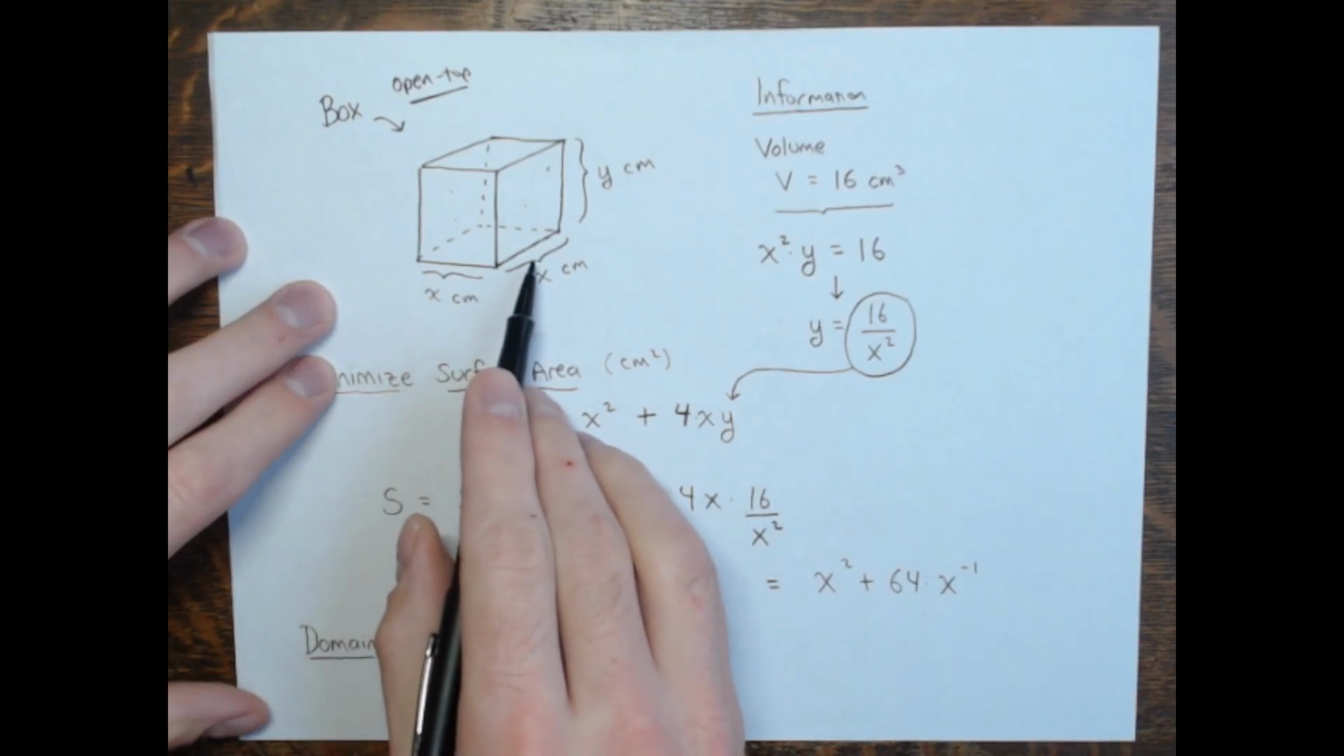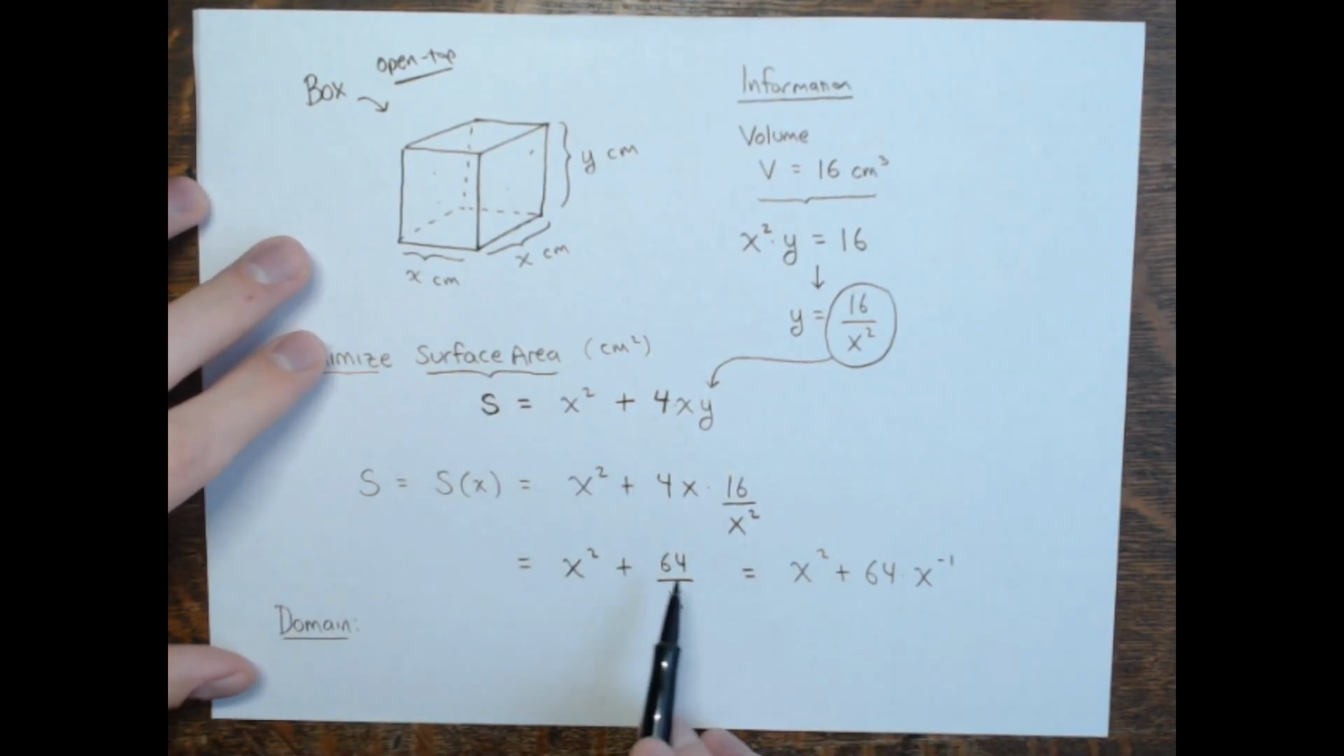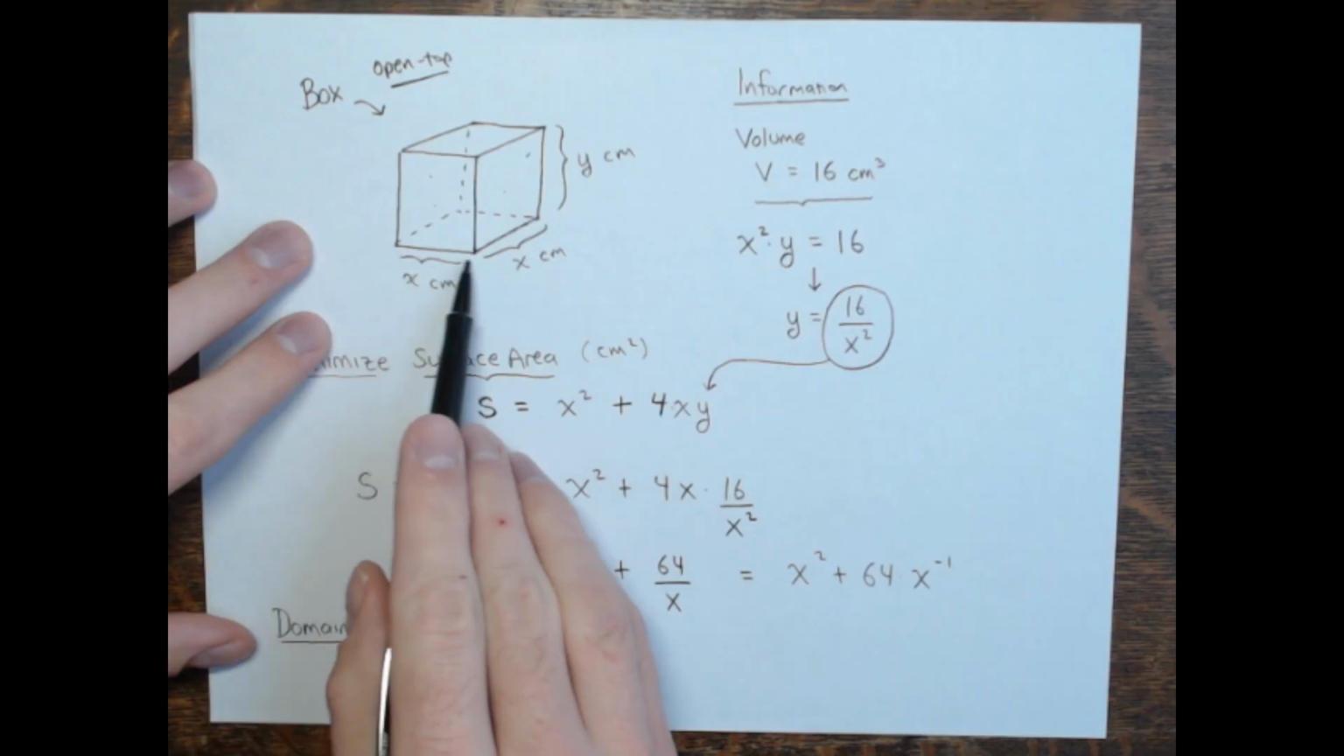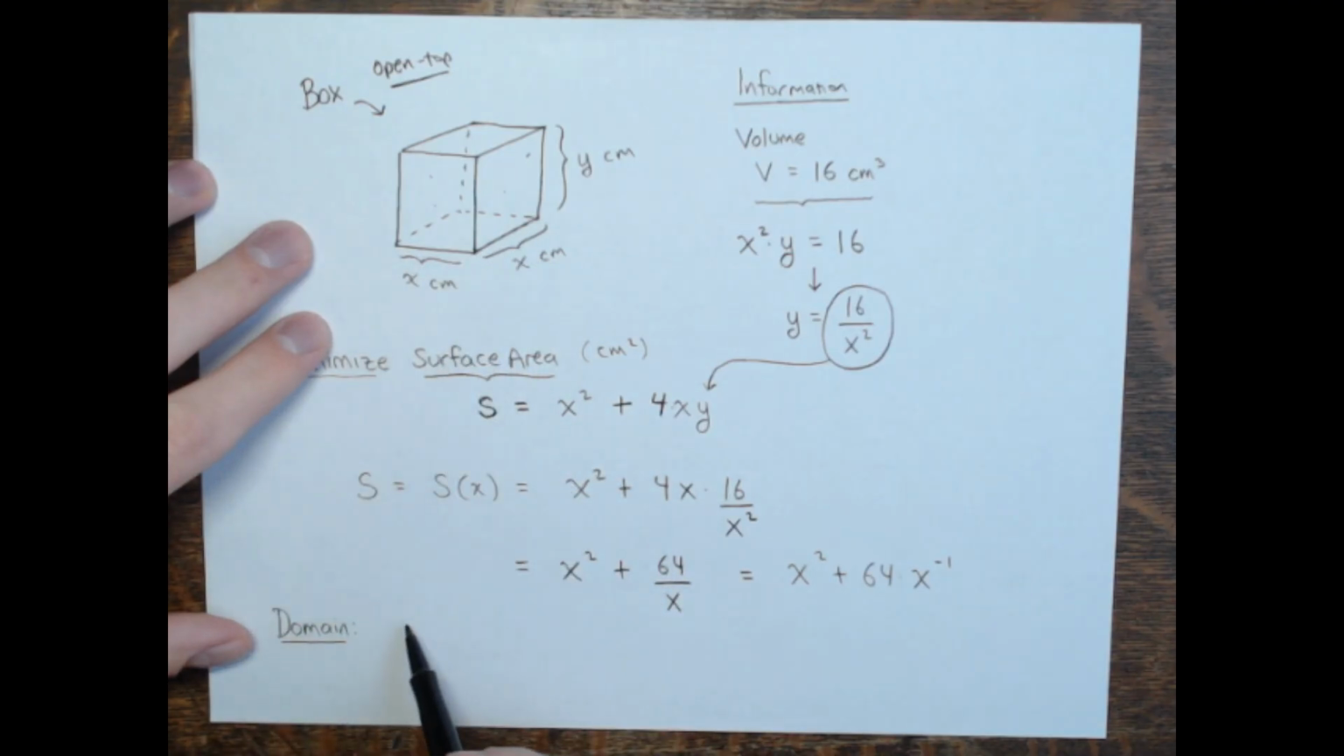So once again, what is x? This x in here, what does it represent? It represents lengths of sides on a square. So it's got to be positive. Now notice in my function here, it can't be 0, not like the last problem.